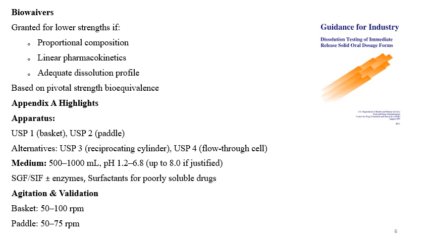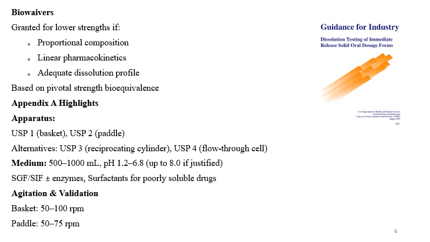Generally USP 1 basket and USP 2 paddle are used. Alternatively, you can go by USP 3, that is the reciprocating cylinder, and USP 4, that is the flow through cell. You can optimize and study different media volumes like 500 ml, 1000 ml, and pH of 1.2, 6.8. You can go up to pH 8 if justified. Then SGF, SIF with and without enzymes can be used, and surfactants can be used for poorly soluble drugs like BCS class 2 and BCS class 4 drugs.